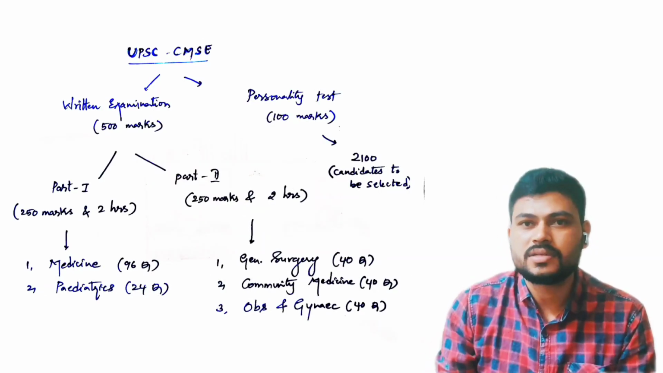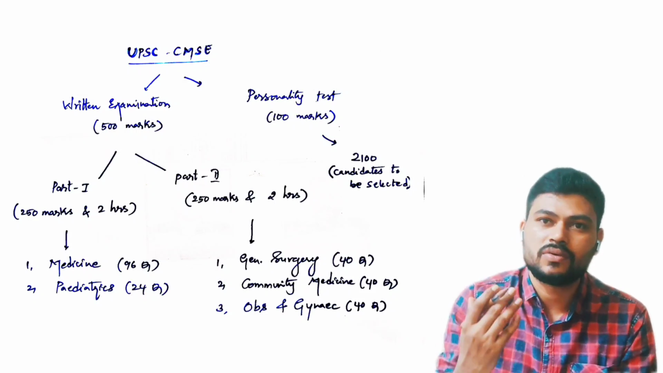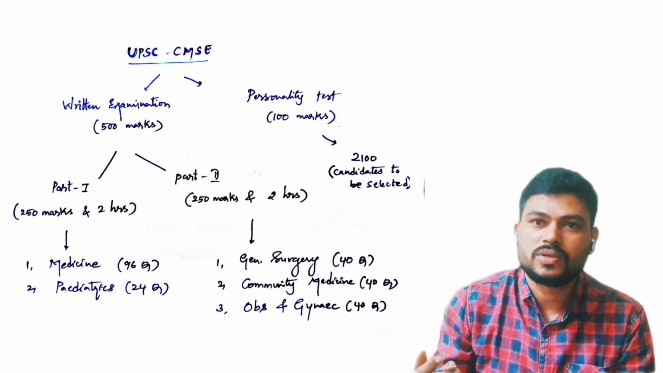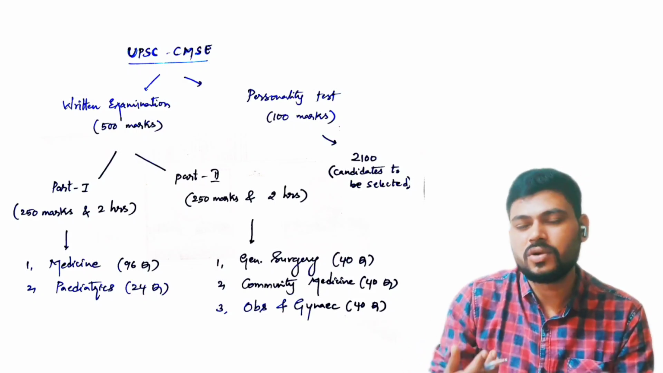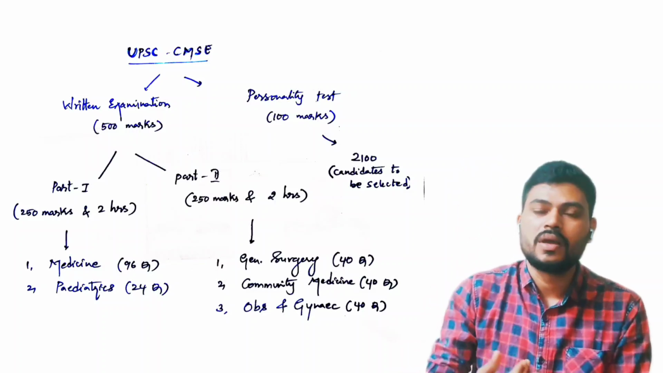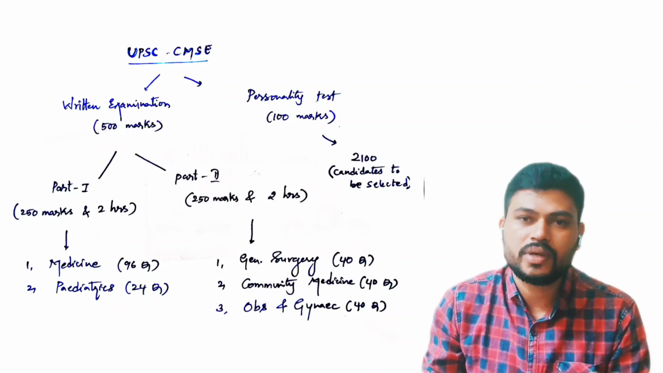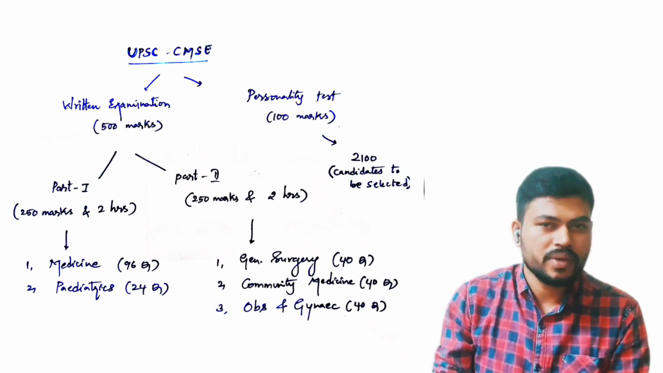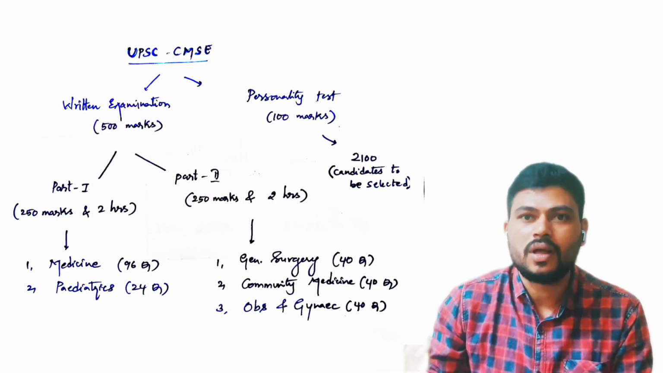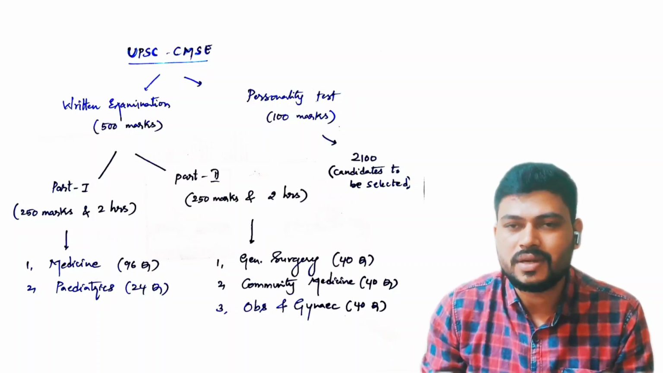Coming to the marks, it is divided into part A, the MCQ-based exam, for 500 marks, and part B, the personality test, for 100 marks. Usually we won't have any qualifying marks for part 1, the MCQ-based exam, but there is a fixed qualifying mark for the personality test. If you are unable to get 40 marks, you won't be eligible even if you get a very good score in the MCQ-based exam. So the target is to cross more than 40 and clear the personality test.